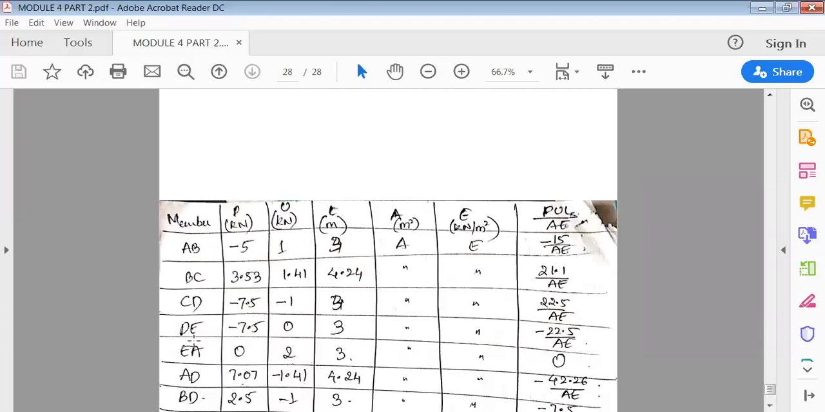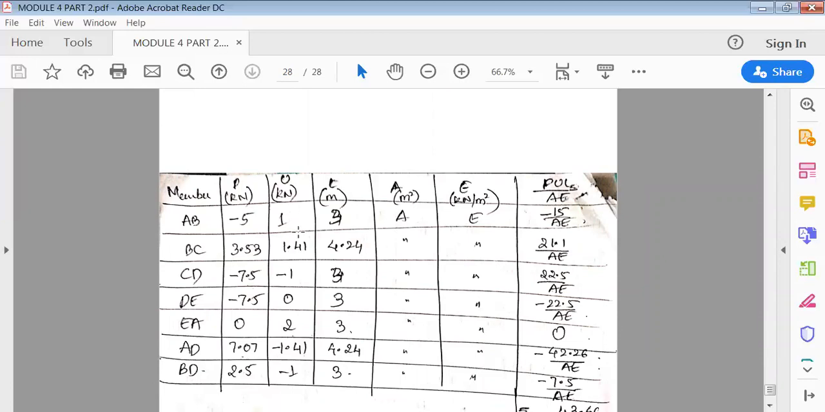Similarly, B, C, C, D, all the members in the joint. Then U is the load because of the unit load. So if you apply 1 unit load, how much force is going to be induced in that particular member, that you have to write here. Then L is nothing but the length of each member. Area is same throughout, so they have not mentioned the area here. So it is A. AE is constant. So A is throughout. Young's modulus also is throughout.